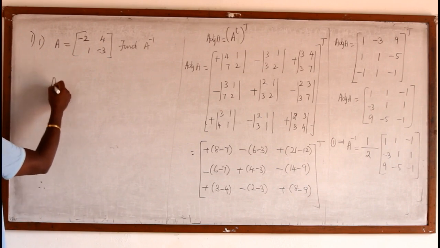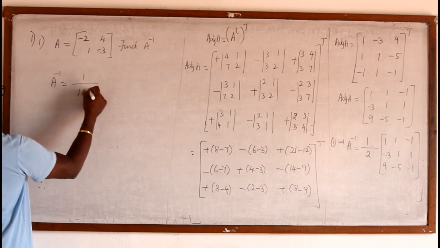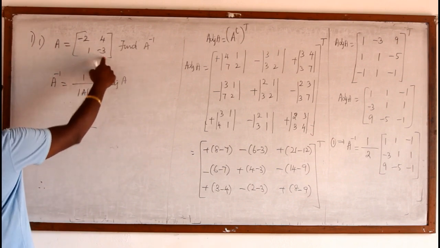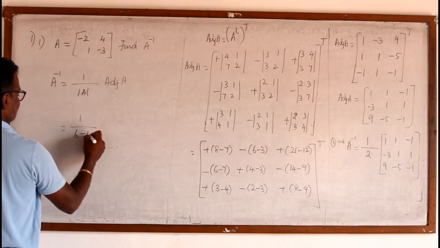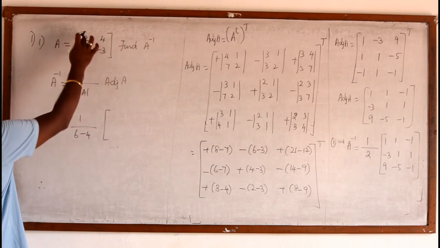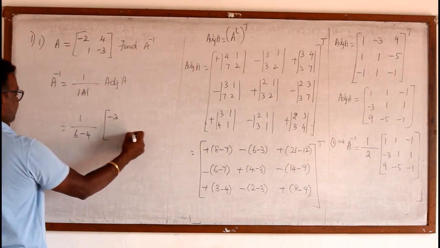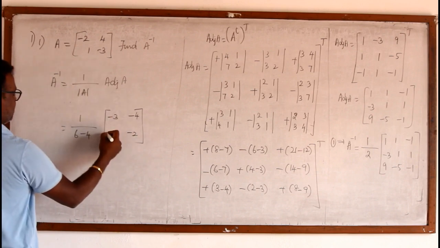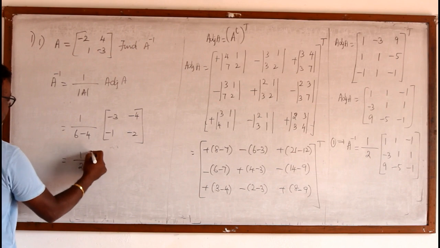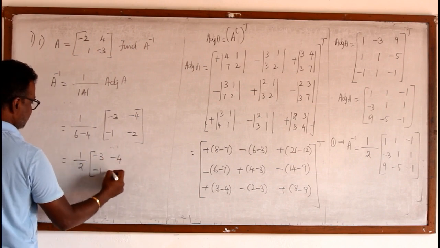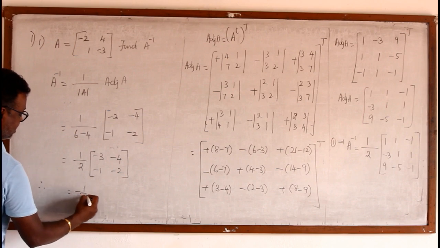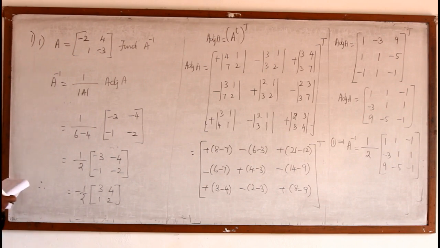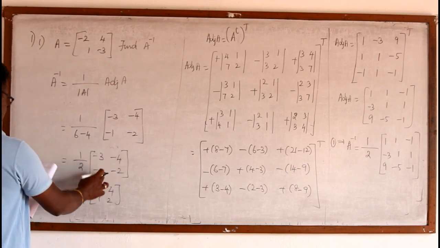That is A inverse equal to 1 by determinant of A into adjoint of A. That is 1 by determinant of A means multiply these two, it is plus 6 minus 4, into adjoint. Remember, I have to interchange these two numbers, minus 3 minus 2. Change the sign for these two numbers, plus 4 will become minus 4, plus 1 will become minus 1. It is 1 by 2 into minus 3 minus 4, minus 1 minus 2, or I can write as minus 1 by 2 into 3 4 1 2, if the minus sign is taken out.